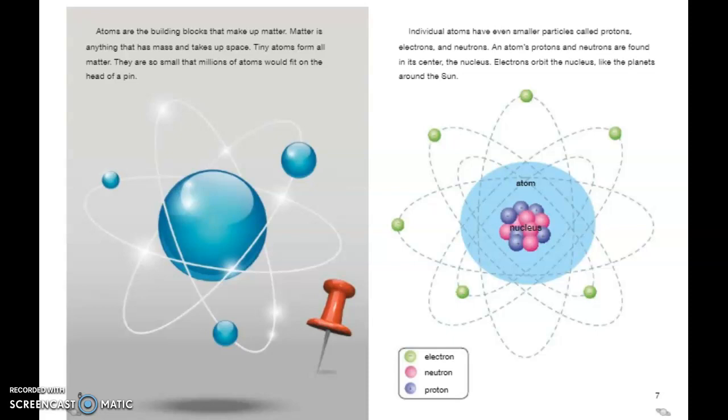Individual atoms have even smaller particles called protons, electrons, and neutrons. An atom's protons and neutrons are found in its center, the nucleus. Electrons orbit the nucleus, like the planets around the sun.